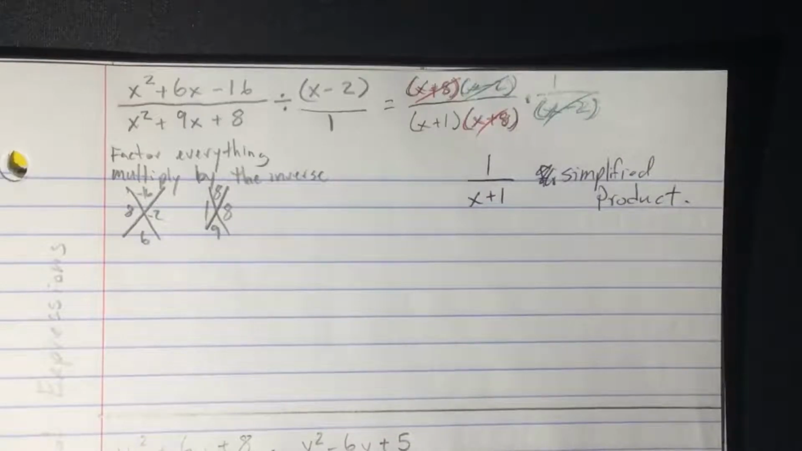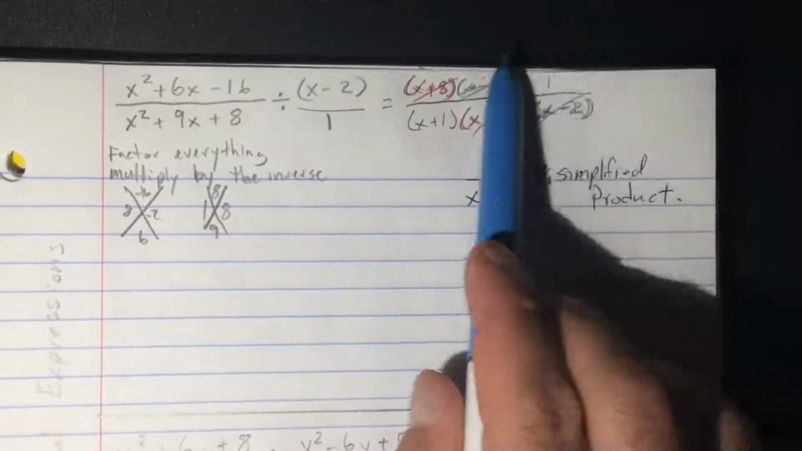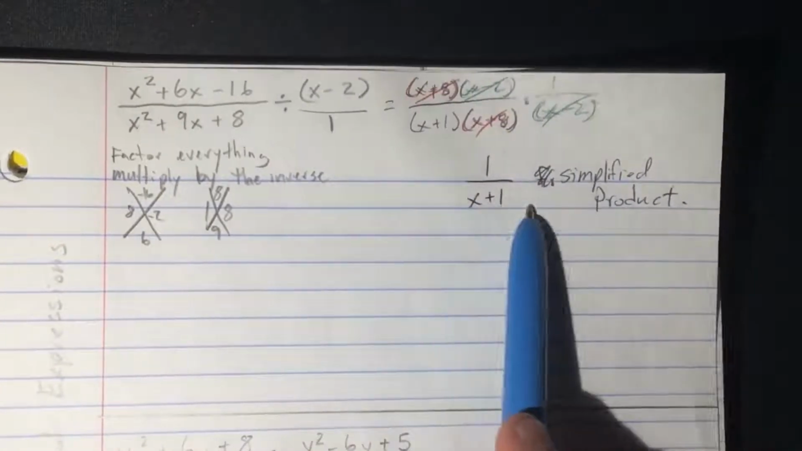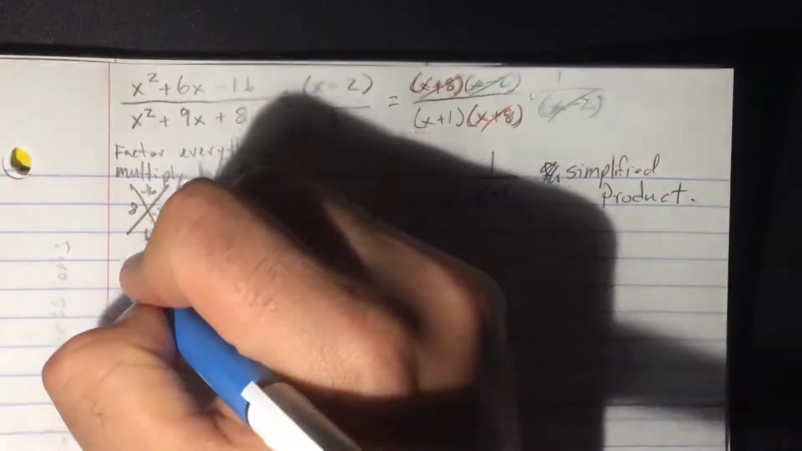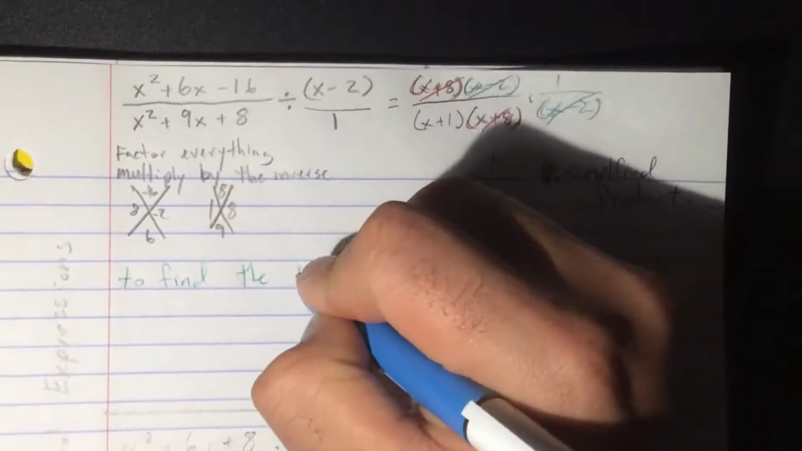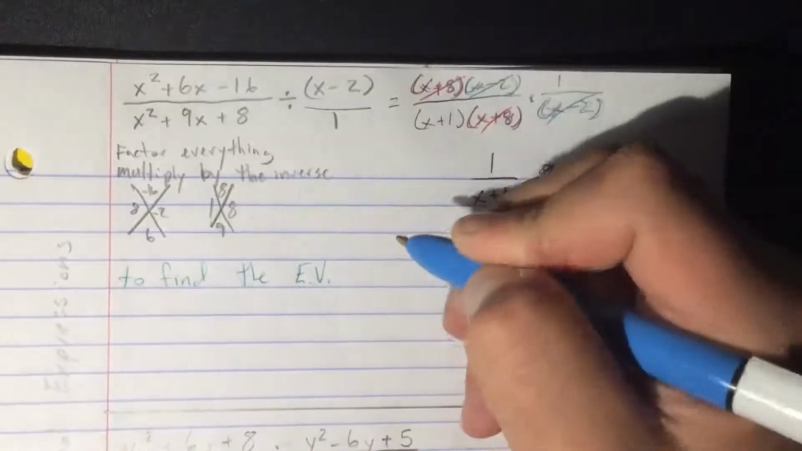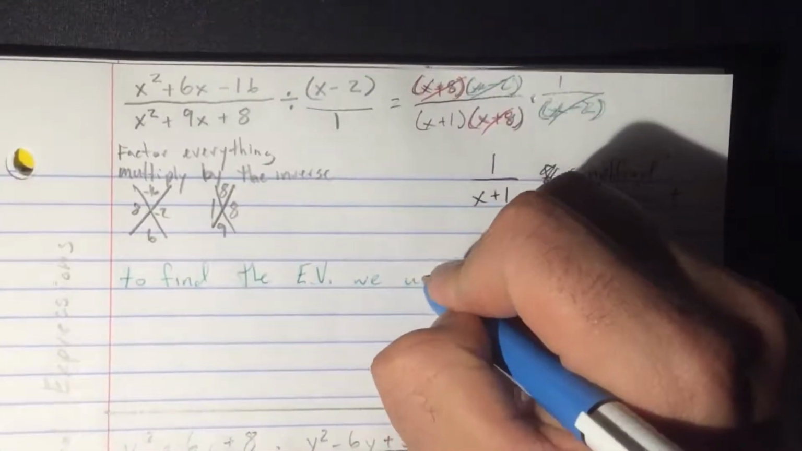Which is cool, because now all we have to do is look for the excluded values. We're not going to use the excluded values of the original. So to find the excluded values, or the domain, we will use the original product's denominator. So we're using the original product's denominator. Cool, that makes it work.